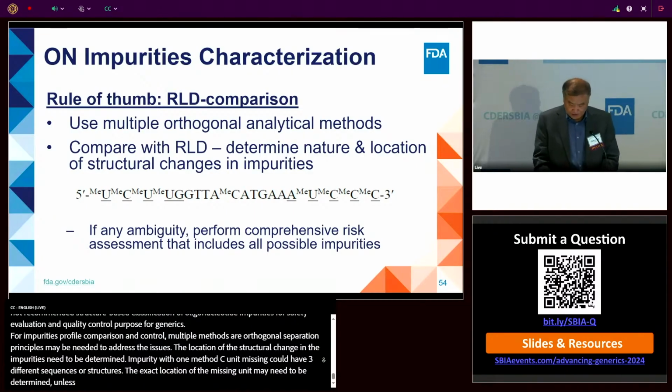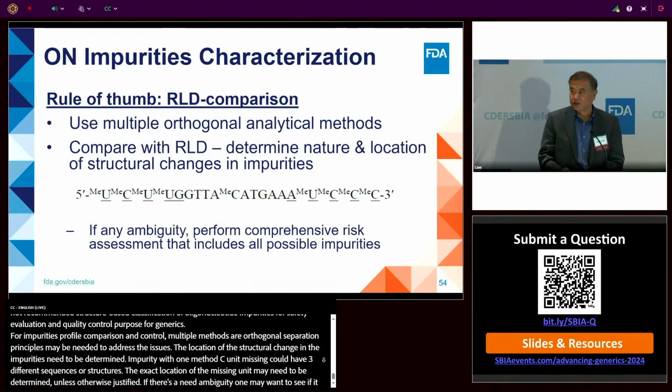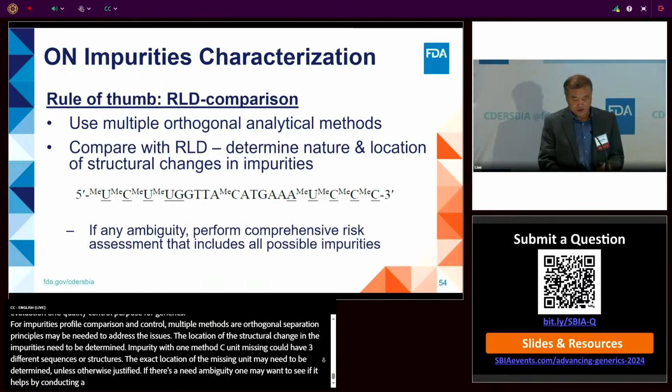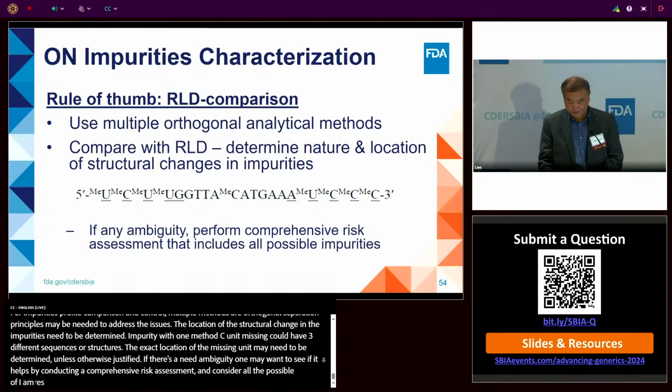If there's any ambiguity, one may want to see if it helps by conducting a comprehensive risk assessment and considering all the possible structures or impurities based on your process understanding.